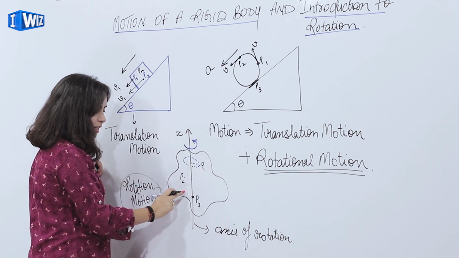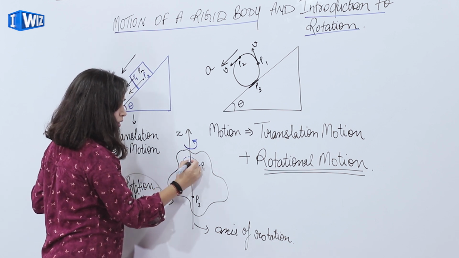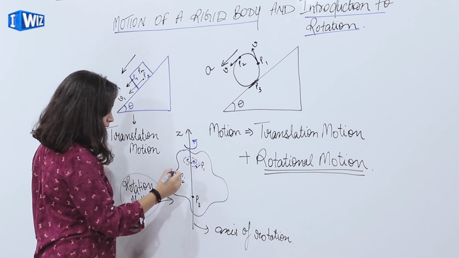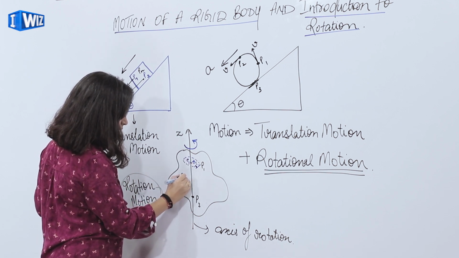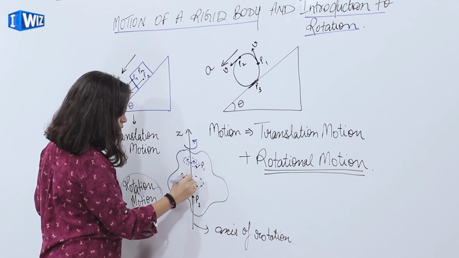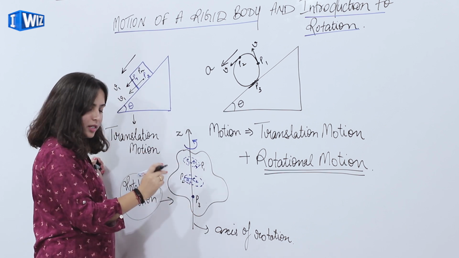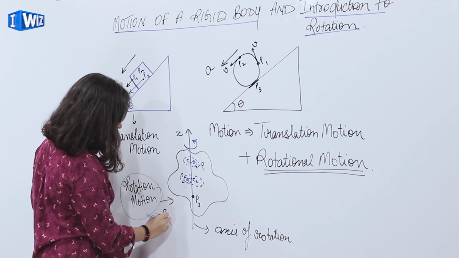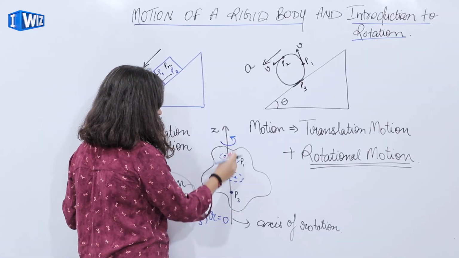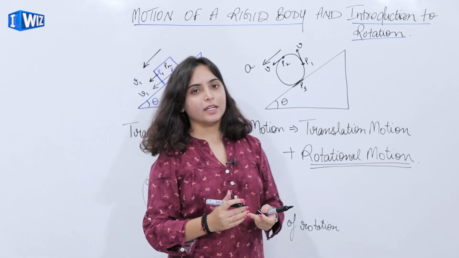So every individual particle of the rigid body is following a circular path, say of radius R1 and center C1. Again, this one follows a circular path of radius R2, center C2, and for P3 the radius is 0. That means this particle is lying on the axis of rotation. So this was the basic idea about rotation.